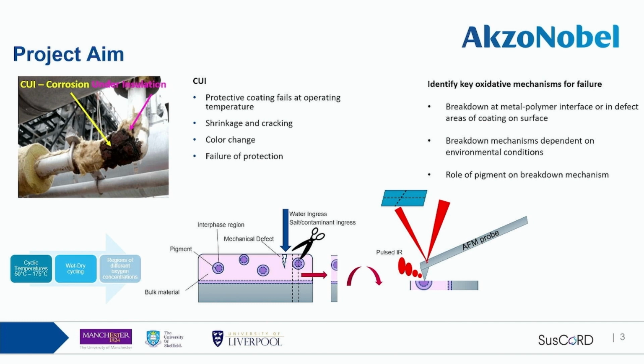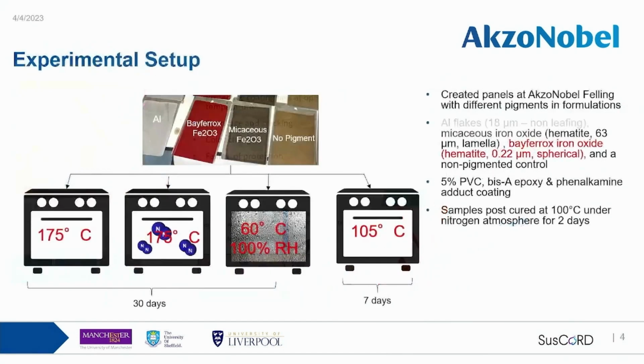So to do that, I'm going to age my coating and have a look at the cross sections using AFMIR and other methods. So my first initial experiment was to have a selection of coatings, all with 5% pigments, but the pigments were all different. So I had aluminium flakes, two different iron oxides that were meant to be different in size, but turned out to be chemistry as well. And I aged them in 4 different ways.